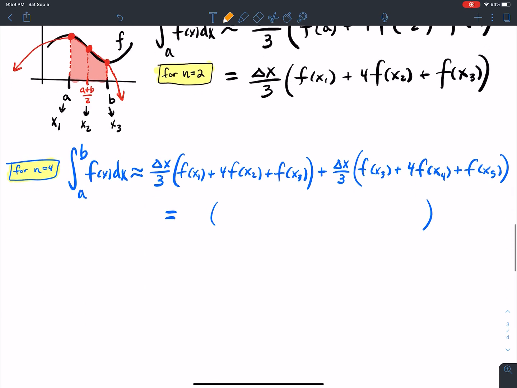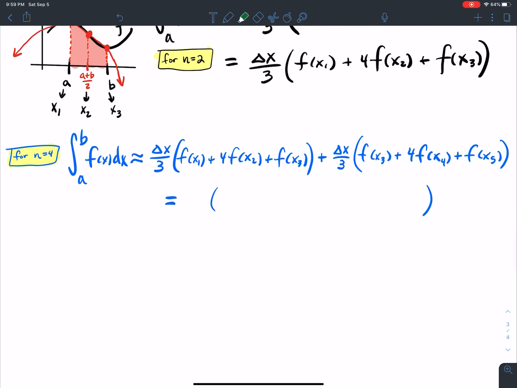Okay? So if I simplify all this, what happens? Well, everything has a delta x divided by 3, so I'm going to factor that out first. Now, how many f of x1s do I have? It looks like I just have one f of x1, okay? How many f of x2s do I have? I have 4 of them here, and that's it. Okay, how many f of x3s do I have? Well, I got 1 there, but I also have 1 there, so I have 2 there. How many f of x4s do I have? I've got 4 there, and I've got nothing over there. And then I've got 1 f of x5.